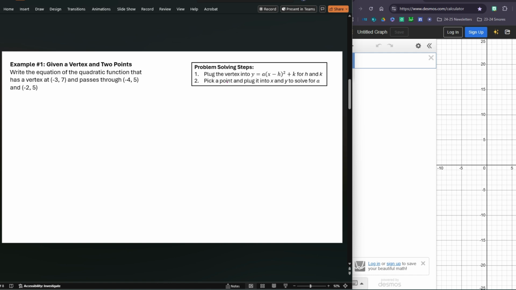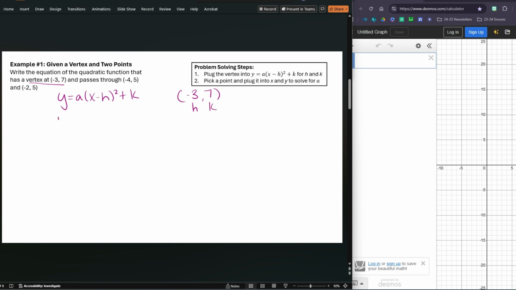So let's start off with this example. Let's write the equation of the quadratic function that has a vertex at (-3, 7) and passes through (-4, 5) and (-2, 5). So here you can see we've already identified the vertex, right? Remember, if we write the equation in vertex form, which is y equals a times (x minus h) squared plus k, the vertex is going to tell us the values of h and k. So from that (-3, 7), we know that h is -3 and k is 7.